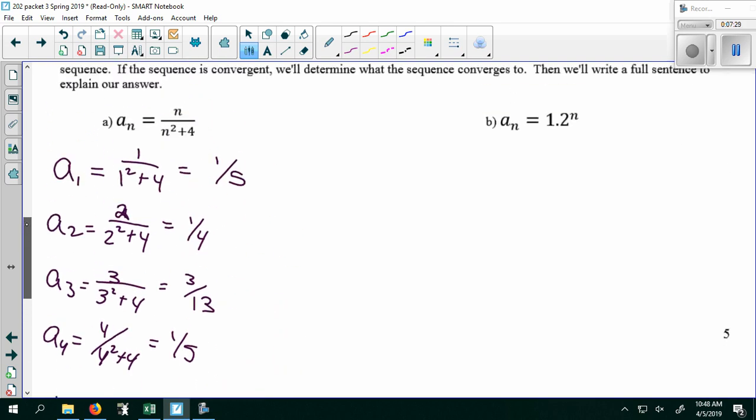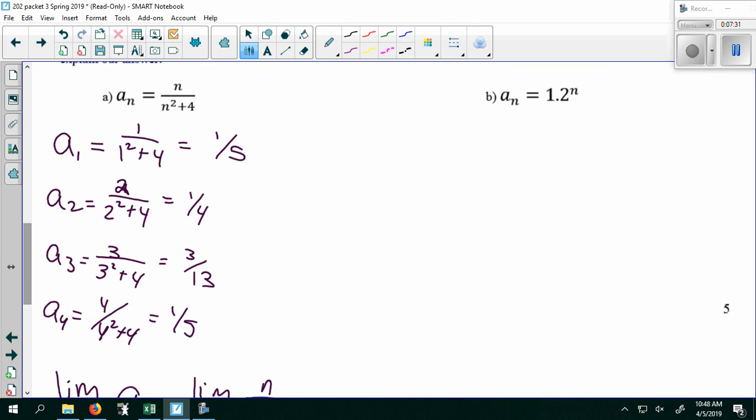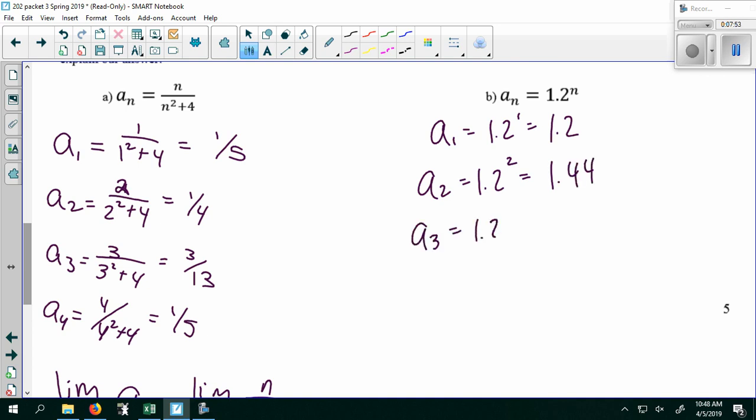Okay, let's look at the other one. a sub n equals 1.2 to the n. So a1 is 1.2 to the first, or 1.2. a2 is 1.2 squared. a3 is 1.2 cubed. And a4 is 1.2 to the fourth.